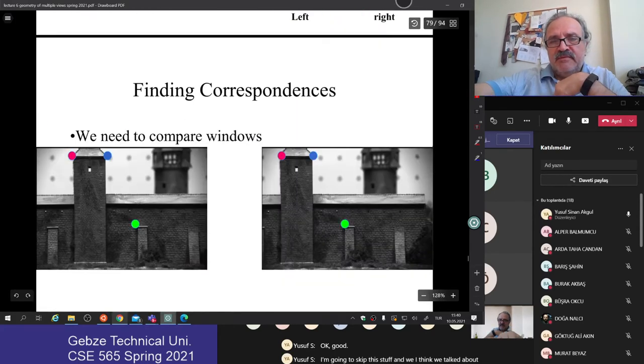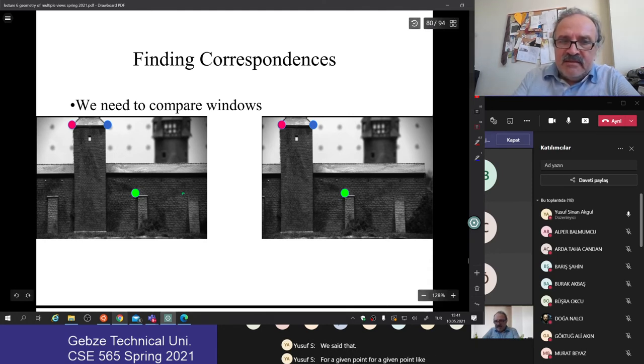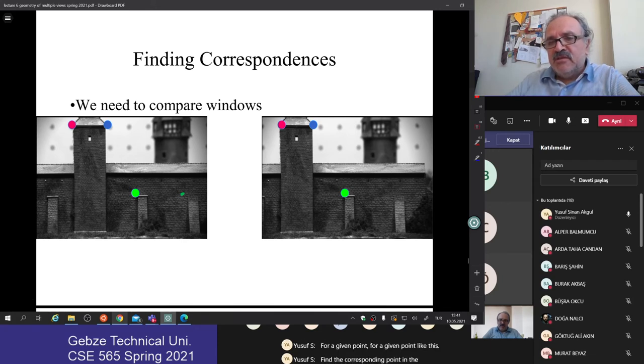Okay, so let's go back, and from the beginning we always kept talking about finding correspondences. We said that for a given point like this, find the corresponding point in the other image. And these images are rectified, and I'm going to make my search on this line. Comparing pixels is not a good idea, so we need to compare windows.